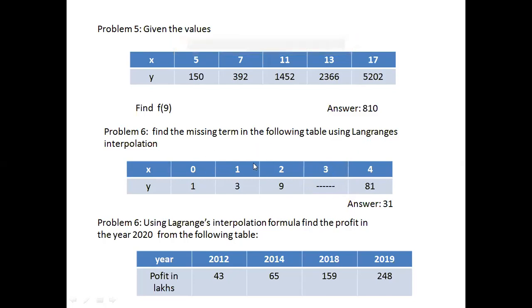3 minus 0, the first term, 3 minus 1 into 3 minus 2 into 3 minus 4, divided by 0 minus 1, 0 minus 2 into 0 minus 4, multiplied by the first y. Continue like that. If you add it, the answer will be 31.